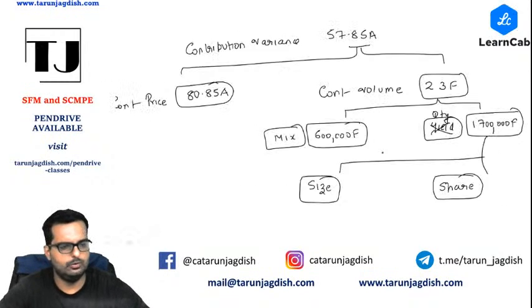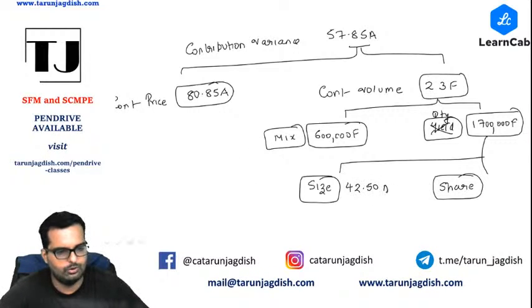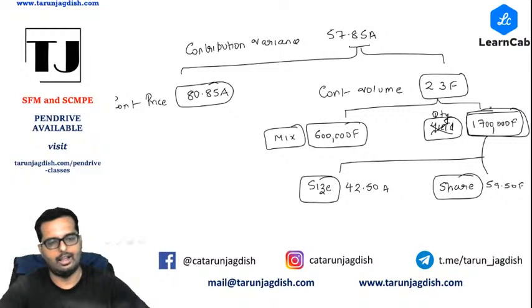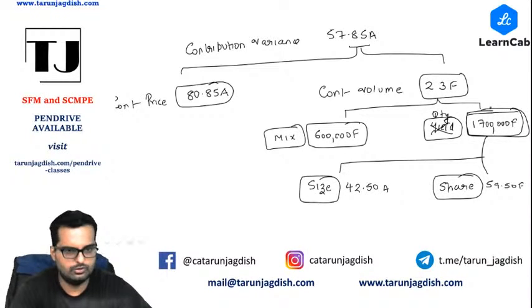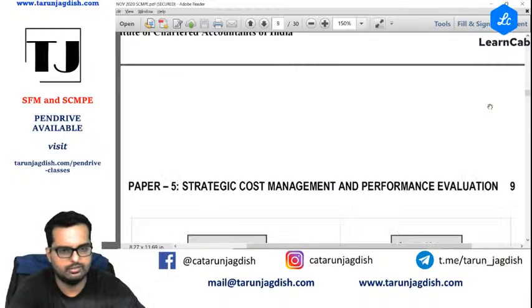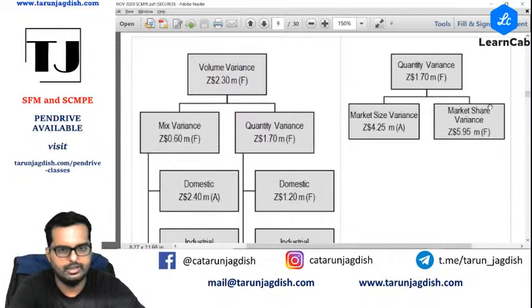Alright friends, so let me come back over here now. So that would mean my size variance would turn out to be 42.50 adverse, 59.50 favorable. If you see 59.5 minus 42.5, it will correctly tally with 17 lakhs. Okay, so we are done with this question. Let's check what they are asking over here. This guy has made some variances.